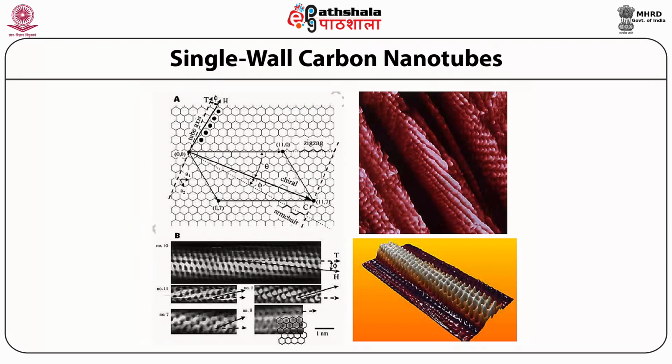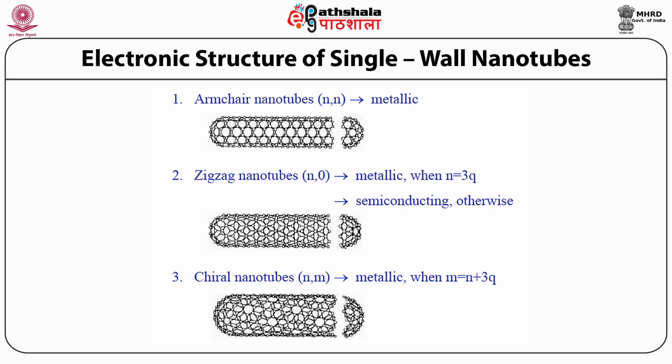So these are the STM images of single-walled carbon nanotubes. Electronic structure of single-wall nanotubes: the first is the armchair nanotube (N,N), which is metallic. Second is a zigzag nanotube (N,0), which is metallic when N equals 3q, and otherwise it is semiconducting. Third is a chiral nanotube (N,M), which is metallic when M equals N plus 3q.